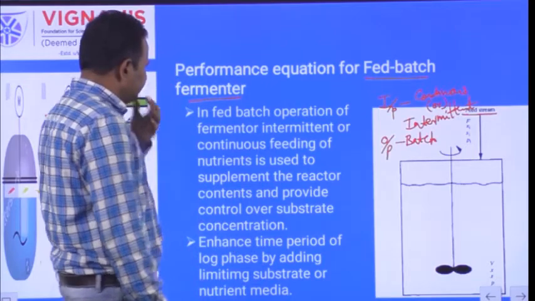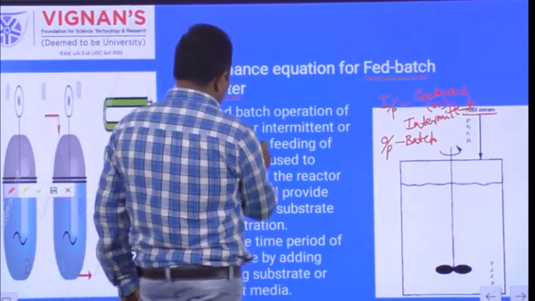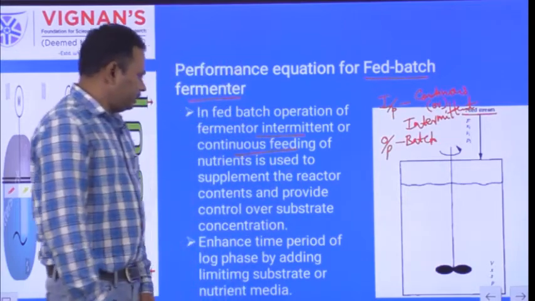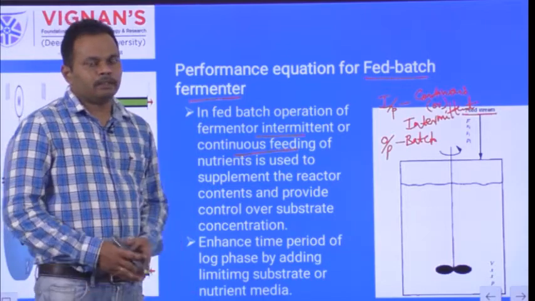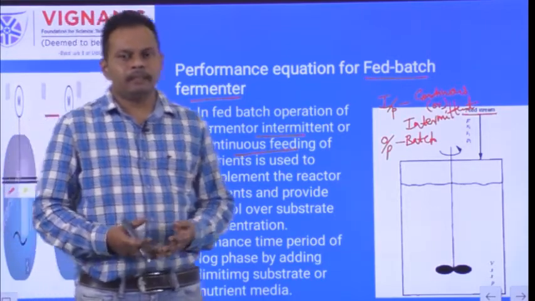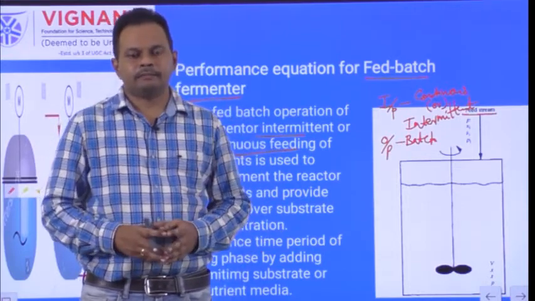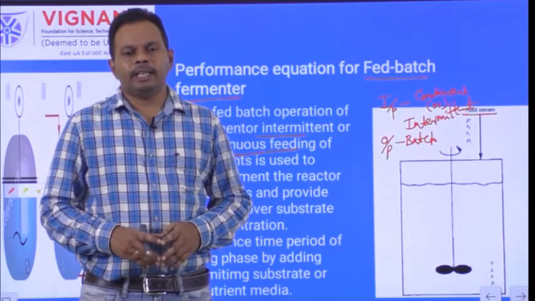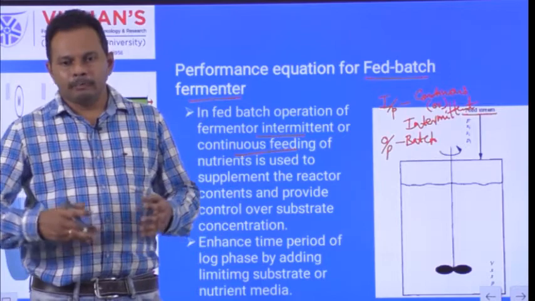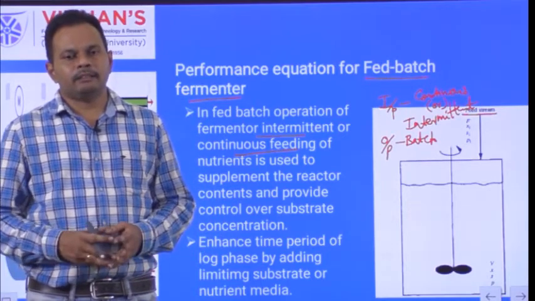Next, in a fed batch fermenter, intermittent and continuous feeding of the nutrients is used to control the substrate concentration in the reactor contents. Since we are adding the liquid nutrient media or limiting substrate, we can have control over the substrate concentration. In a fed batch fermenter we have this control, but that is not possible in a batch fermenter.